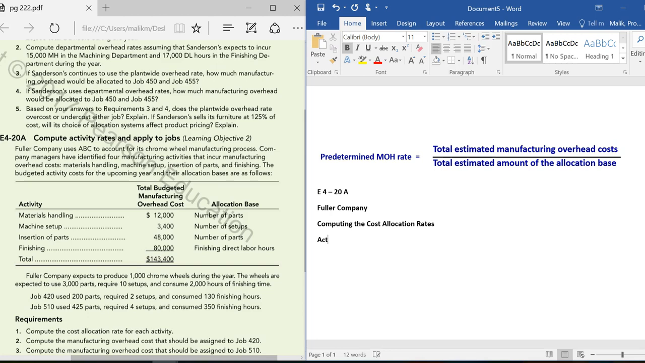So let's make some columns. First, we will write down those activities. Then we will list our total estimated costs, and then we will divide it by our estimated allocation amount, and this is how we will figure out our activity-based cost allocation rate.